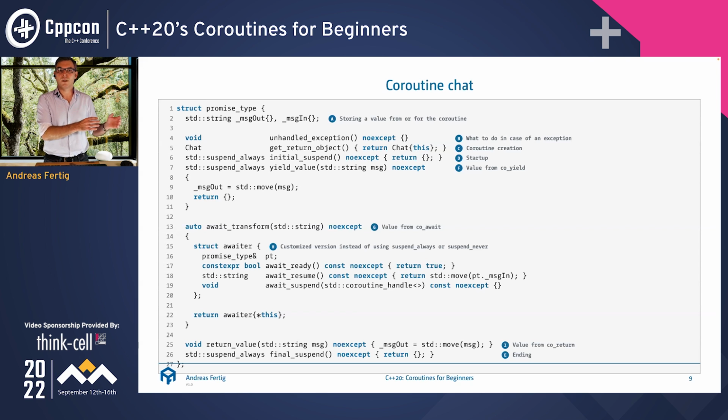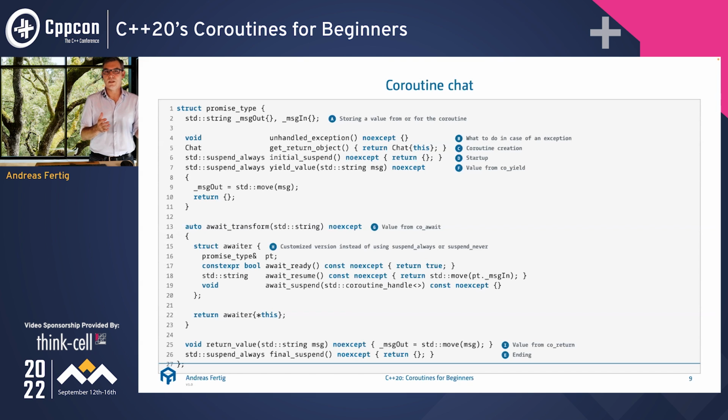And then I'm returning the awaiter, passing a reference to it, and then the flow runs. And finally, I have return value and always suspend. Return value returns void, and it's the same for all the customization points that take parameters. We can have different overloads here, instead of value, rvalue reference, or const reference, whatever you want. And here I simply take the message and store it in msg out.